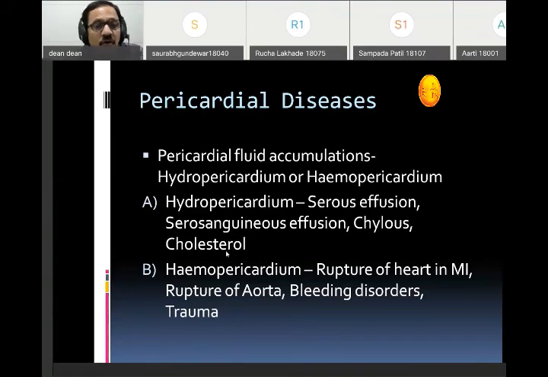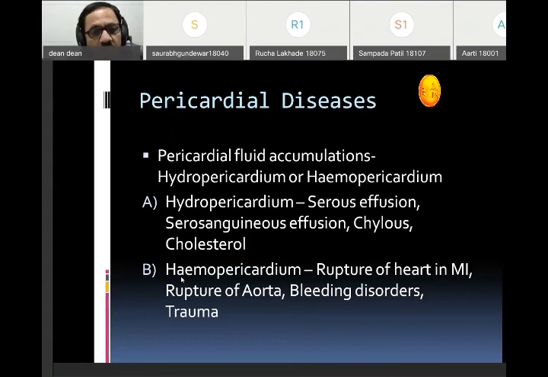Last one is the cholesterol type of pericardial effusion. This is commonly seen in myxedema, that is hypothyroidism. Typical cholesterol crystals are deposited in the two layers of the pericardium. Right? So this is all about hydropericardium. Remember, there is no inflammation in pericardial fluid. If there is inflammation, you call it pericarditis. If no infection, no inflammation, you call it just pericardial effusion or fluid accumulation.